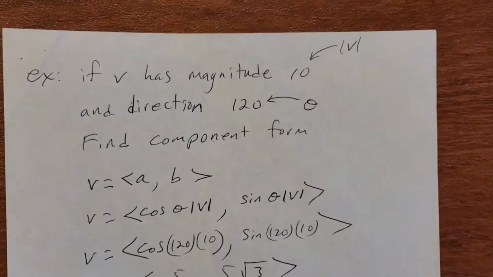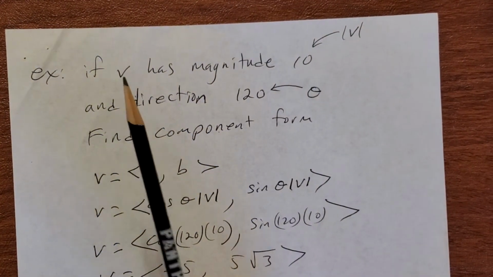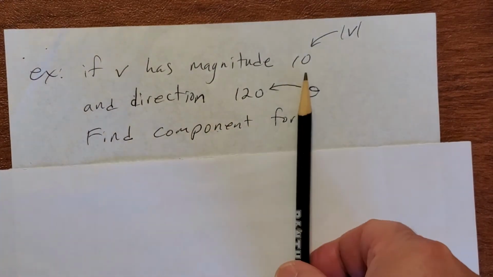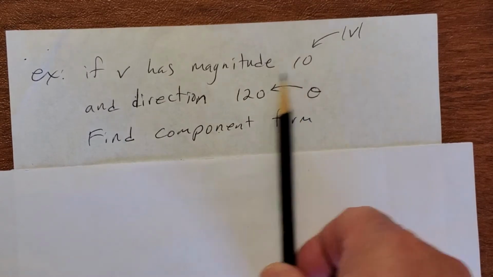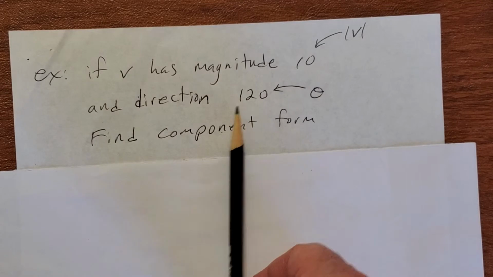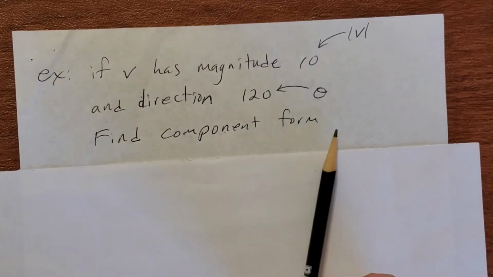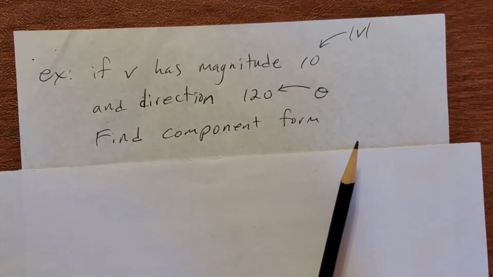This will be the last example and we'll be done. So if V, let me cover up so we can concentrate on the top here. If V has a magnitude of 10, I'm giving you the magnitude, 10, and the direction of 120, that's the angle. What is the component form? What is the A and the B? A, comma, B with the vector brackets on either side.